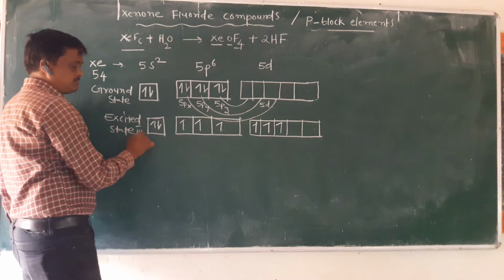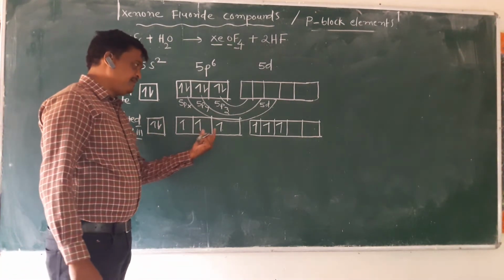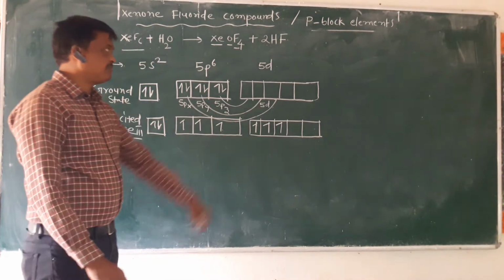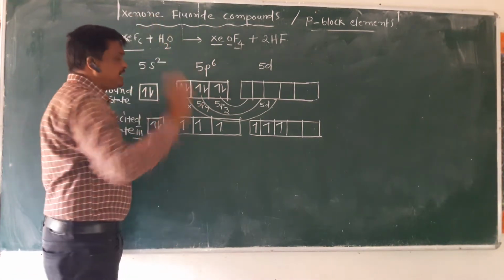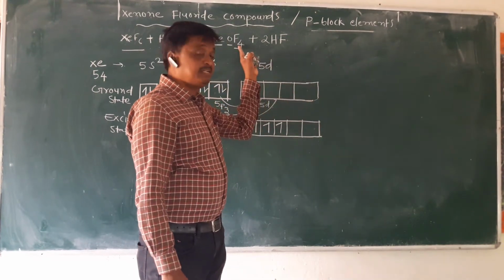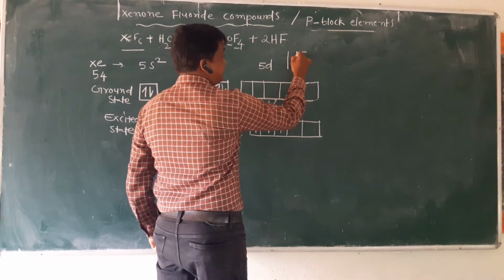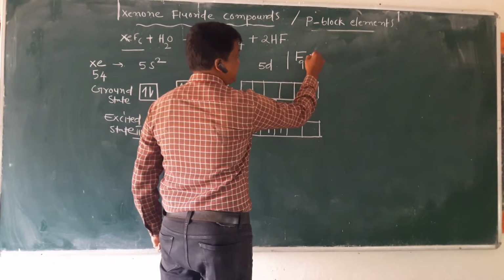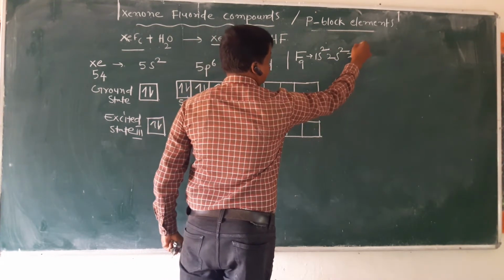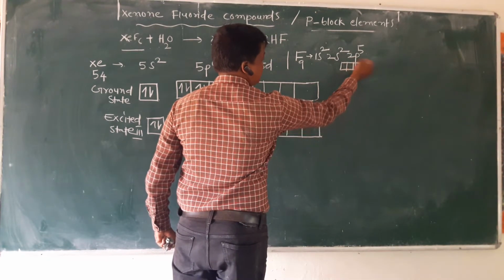One lone pair is there. Here 3 unpaired, here 3 unpaired. Total 6 unpaired electrons are present in xenon oxytetrafluoride. So how many fluorine atoms are there, my dear students? There are four fluorine atoms in xenon oxytetrafluoride. You know that the fluorine atomic number is 9. Let me write the electronic configuration: 1s2, 2s2 and 2p5. That means p5 is px2, py2, pz1.